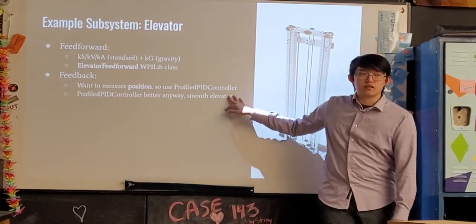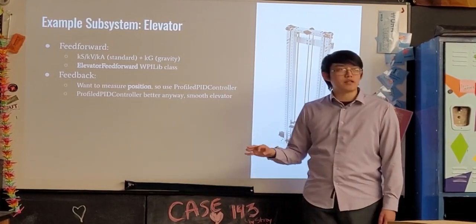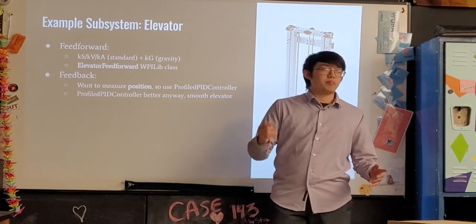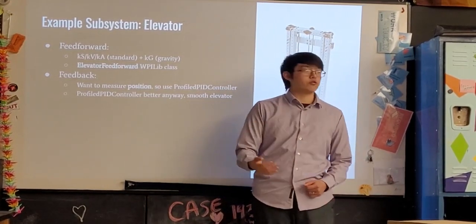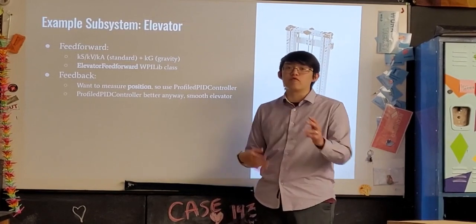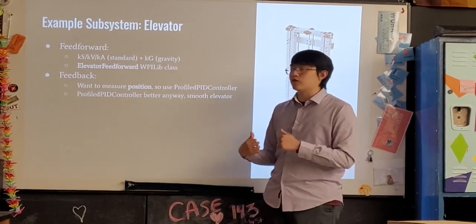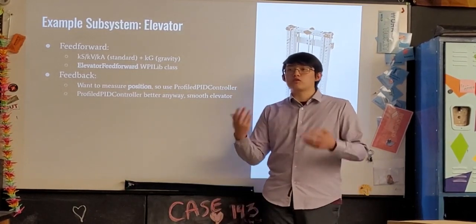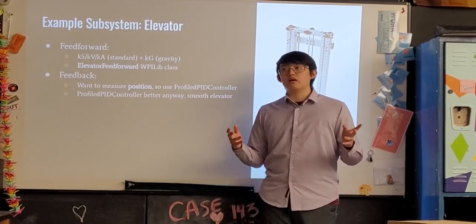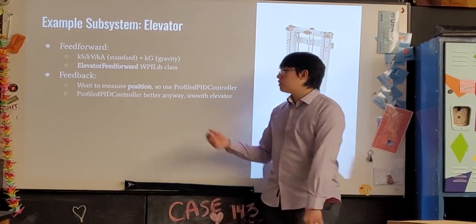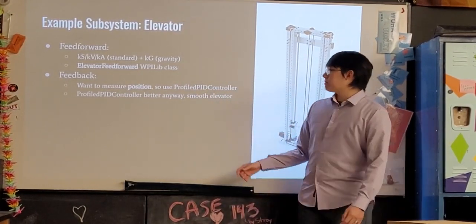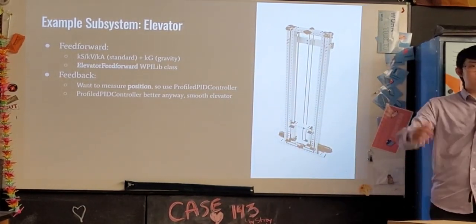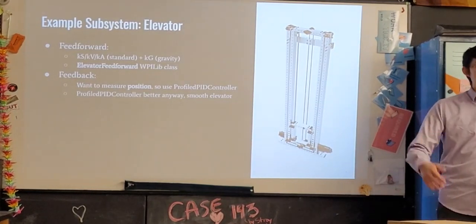And feedback is the correction. Remember that profiled PID controllers work best with position, because to get from one position to another, you want a smooth plan to get from position A to position B, like an elevator. Because elevators measure position, that's your main definer. You want to use a profiled PID controller, and it works better anyway, because then you get that smooth elevator motion. Anyone have any questions about an elevator?